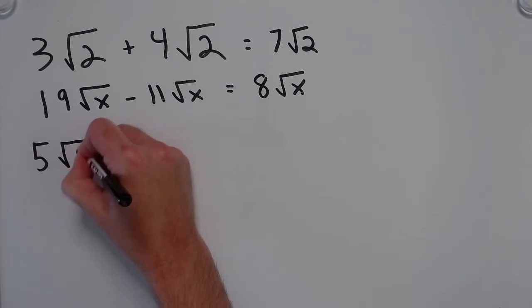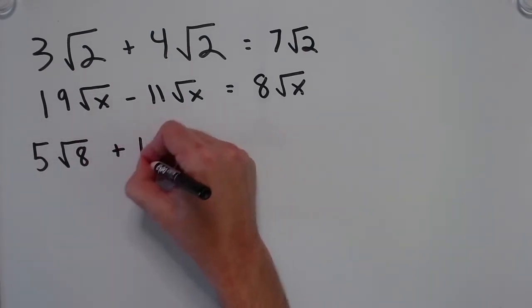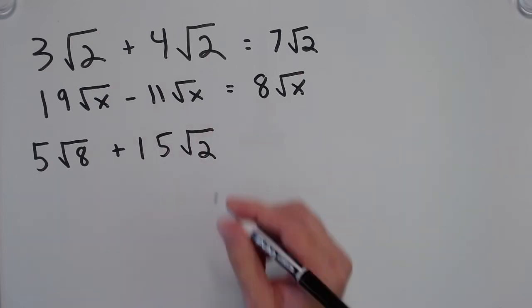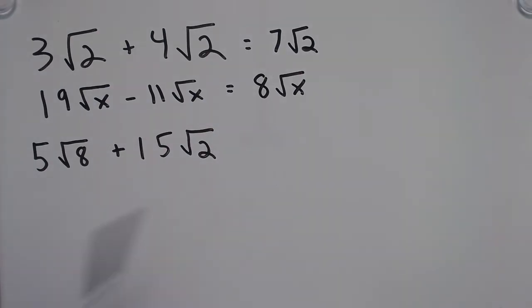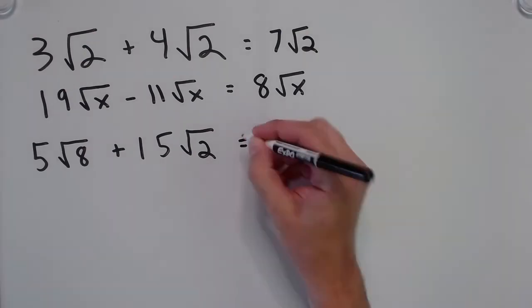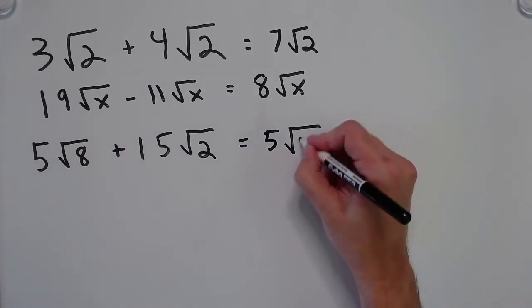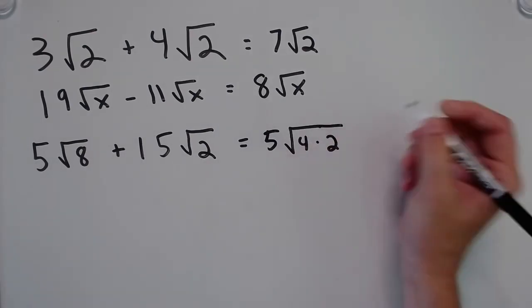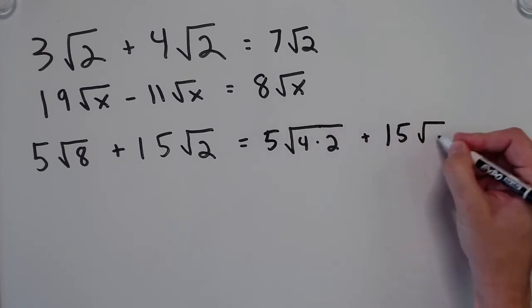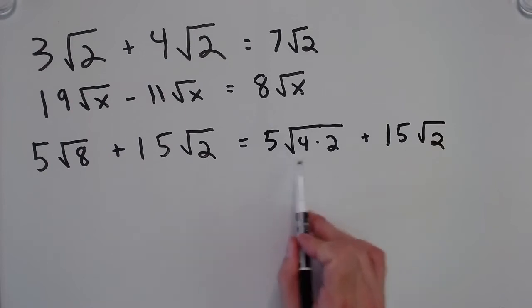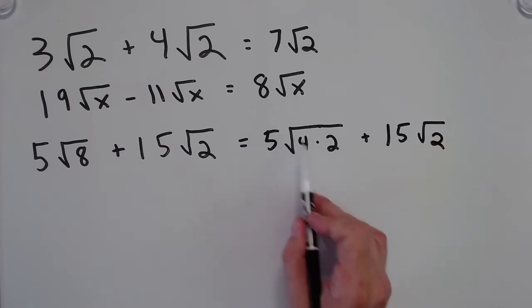5 root 8 plus 15 root 2. Okay, so we don't have the like terms here, but we've got something here that we can manipulate. So let's factor out this root 8. And I'm just going to put it over here. 5 root. Now 8, I'm going to factor into, we'll say, 4 times 2 plus 15 root 2. So you see what's going to happen here. Again, we've got a nice handy perfect square here that's going to come out of this expression. So this will turn into a 2 on the outside, and the 2 times 5 equals 10.